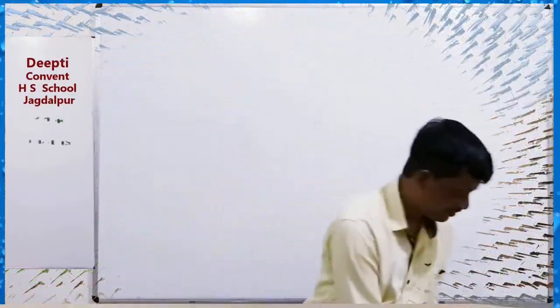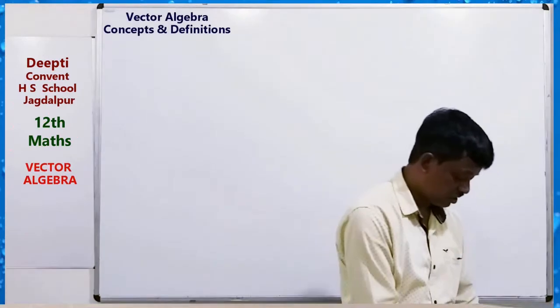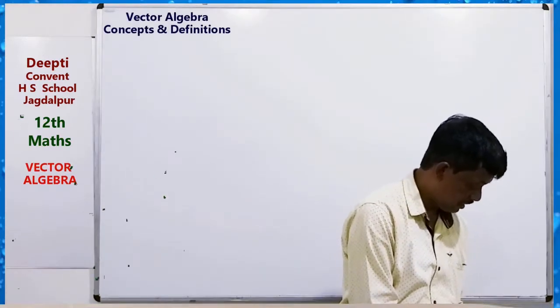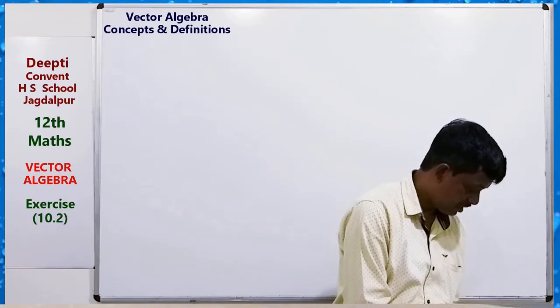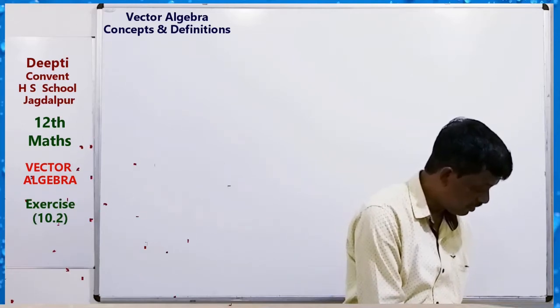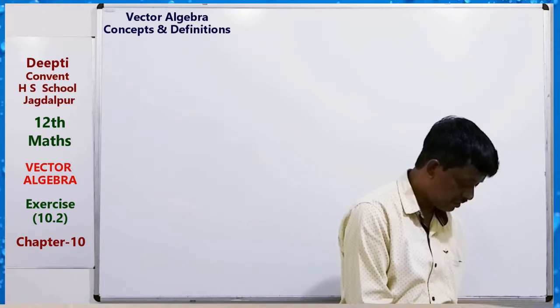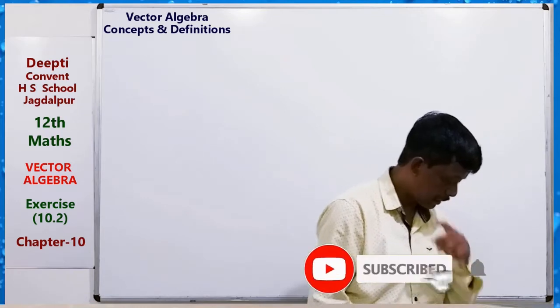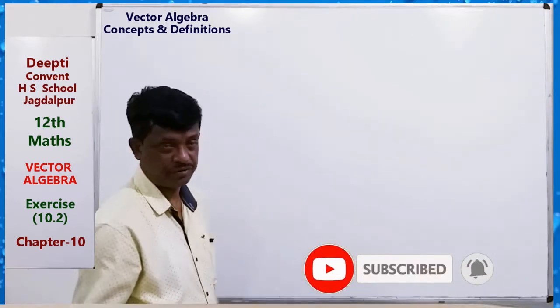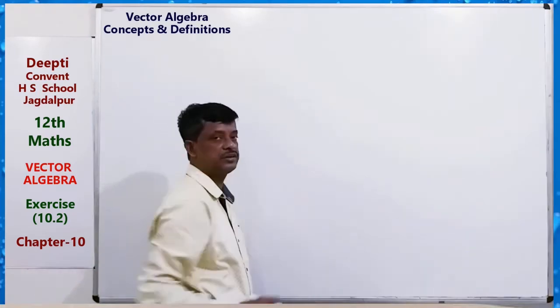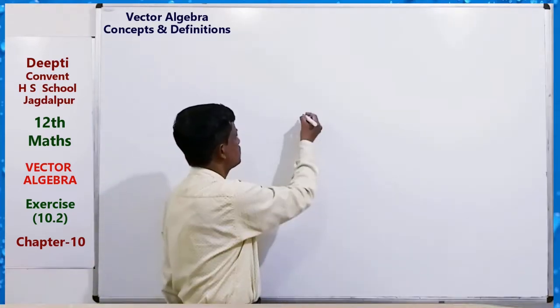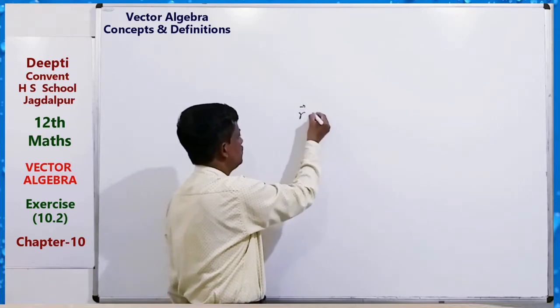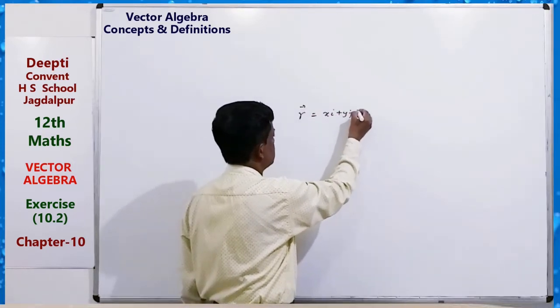Hello dear students, today I am continuing the chapter vector algebra. Here: components of a vector and addition, multiplication and finding unit vectors, vector joining two points, section formula. Here, component of vectors means if a vector is written like this, xi plus yj plus zk.